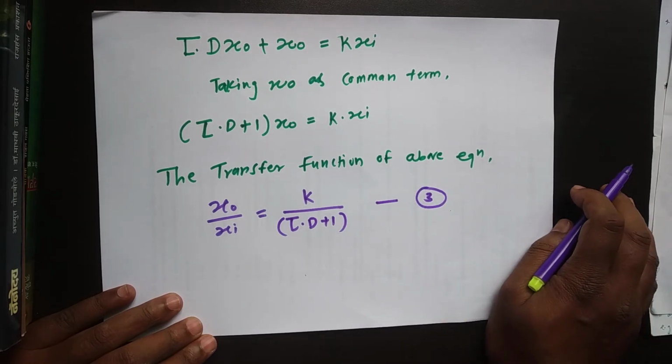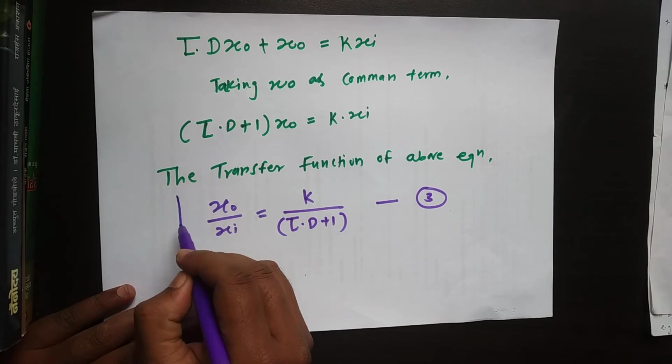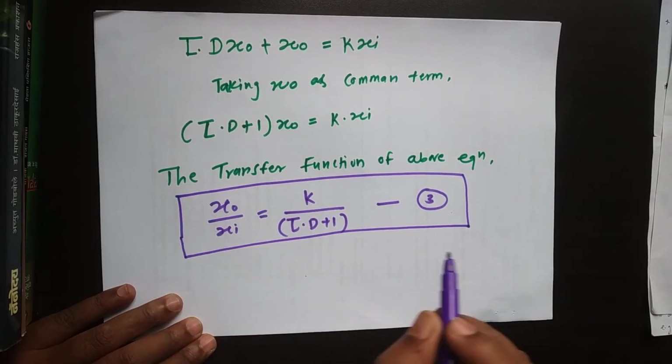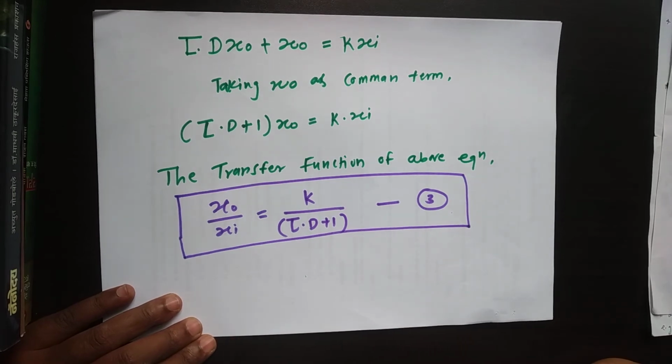So this is equation number 3, and this equation represents the first order instrument. x0 upon xi is equal to k upon (tau D plus 1), where tau is the time constant. The zeroth order instrument is a simple equation in which you have some output quantity and some input quantity, and both these quantities vary proportionally to each other.